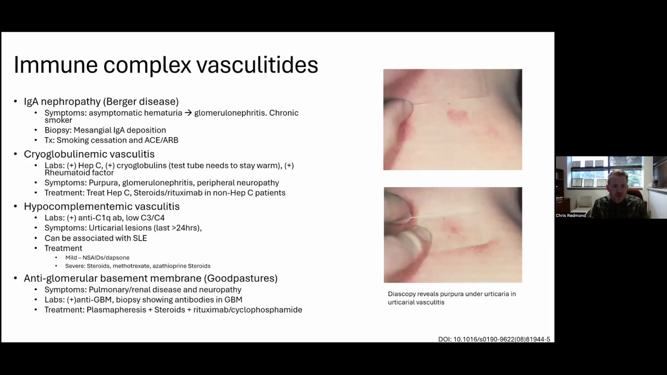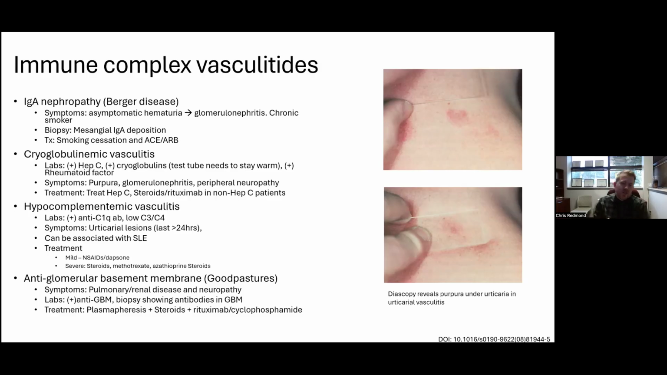So IgA nephropathy or Berger's disease. This is typically associated with asymptomatic hematuria. So some type of kidney disease from asymptomatic hematuria, glomerulonephritis, seen in chronic smokers. You also have, again, the palpable lesions, and then in the biopsy of the skin, you'll see IgA deposition. Smoking cessation and treatment with ACE inhibitors or ARBs is usually the primary therapy.